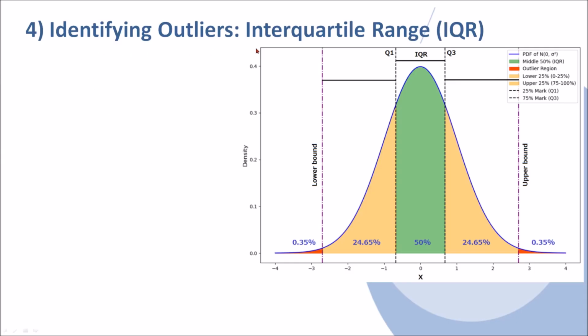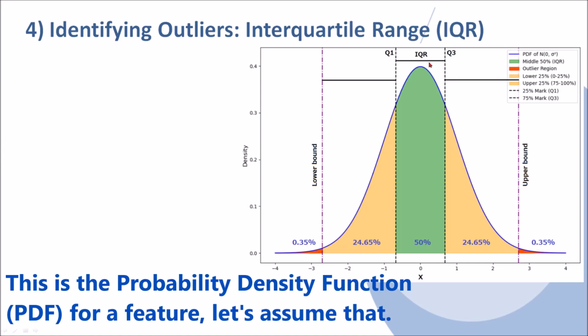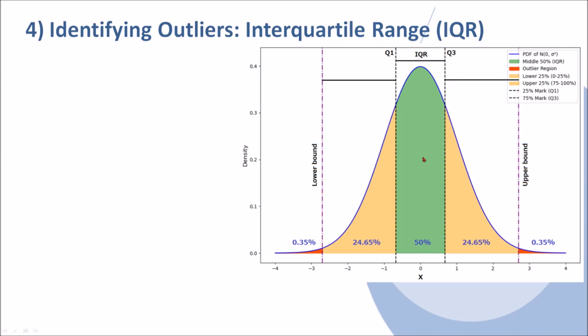Identifying outliers by using the interquartile range, namely IQR. Let's say we have a data set with a numerical feature. Now let's take a feature and try to draw its probability density function to understand its distribution. Namely, this is a probability density function for a feature. Let's assume that we are going to draw this kind of probability density function for a feature in the dataset. In order to do that, we need to follow several steps.